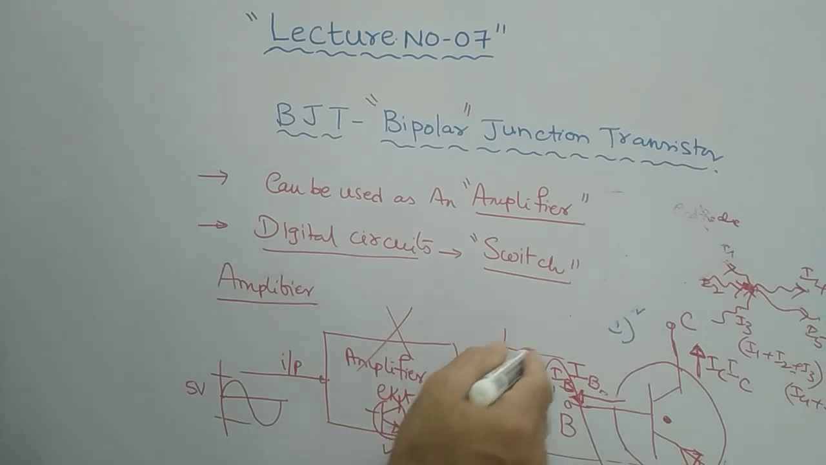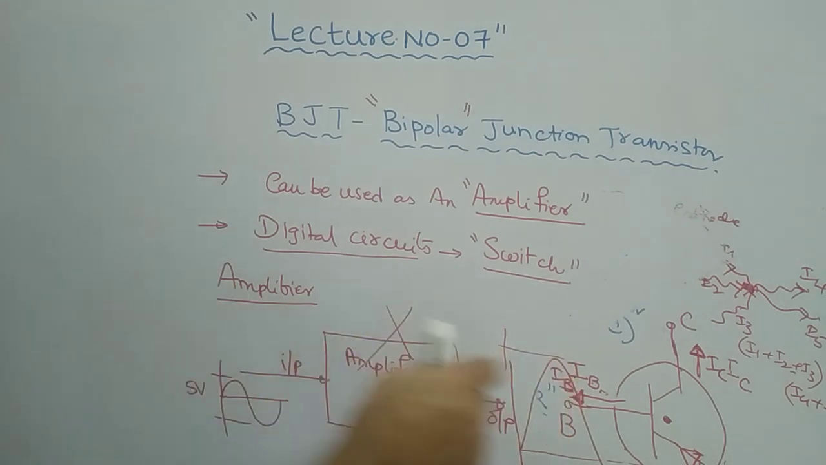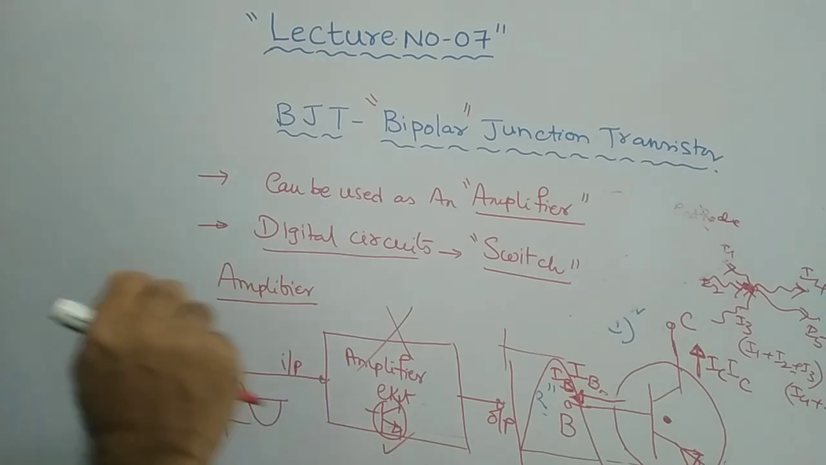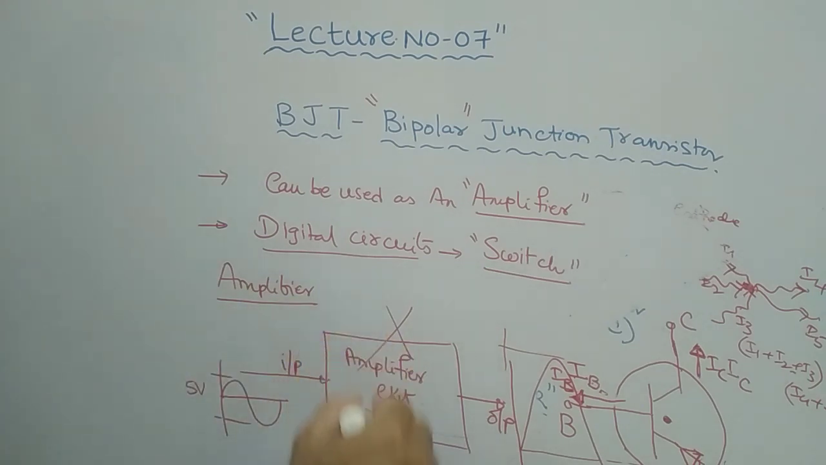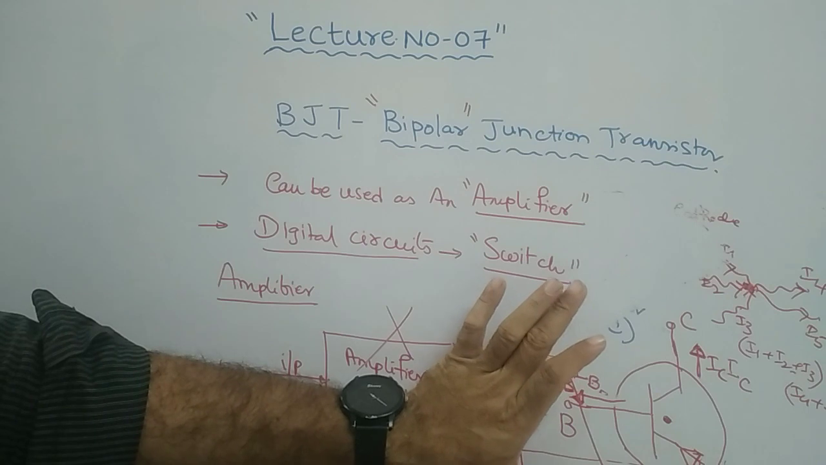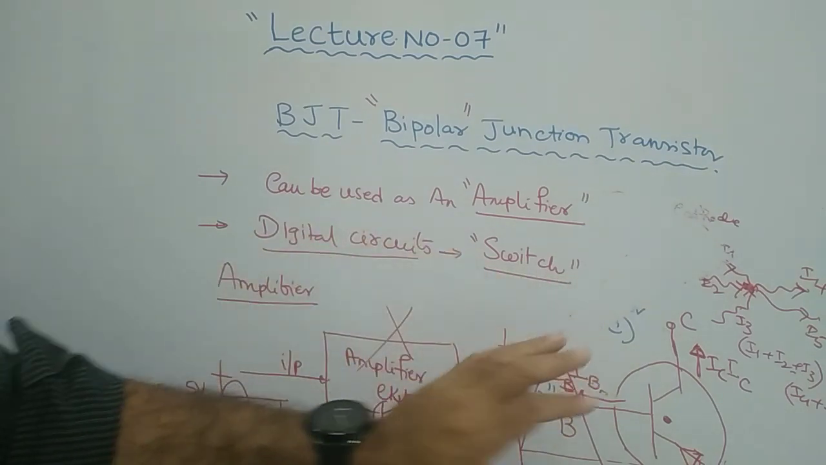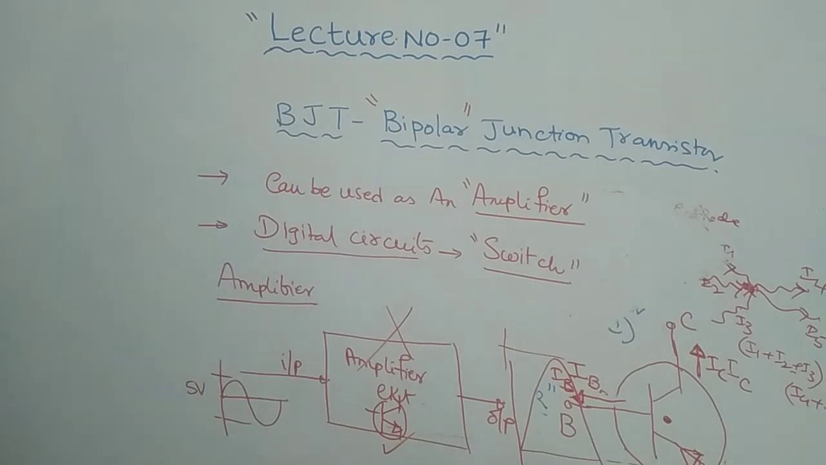Or otherwise, sometimes you will get at the output an amplitude which is less than your input. In that case also you can say that something went wrong in your amplifier circuit. The condition is that you must get a higher amplitude than the input. If you get that, definitely you must be very happy, because your circuit is working as an amplifier, right?